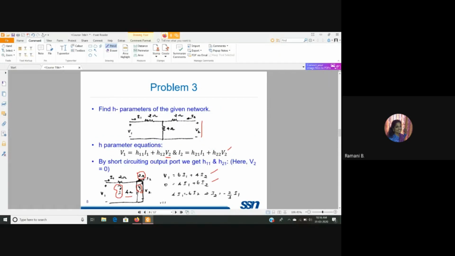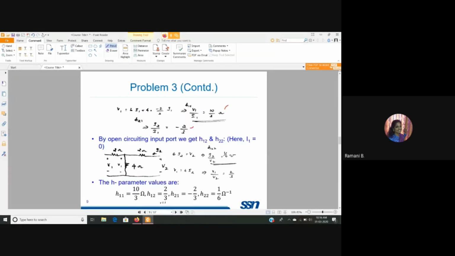Now to find H12 and H22, so I1 should be made 0 over here. That is, we have to open circuit the input port. Okay. So thereby we will be having I1 value to be equal to 0. So open circuiting the input port, there won't be any current in this 2 ohm resistor. So directly V1 will be the voltage drop across this 4 ohm resistor.